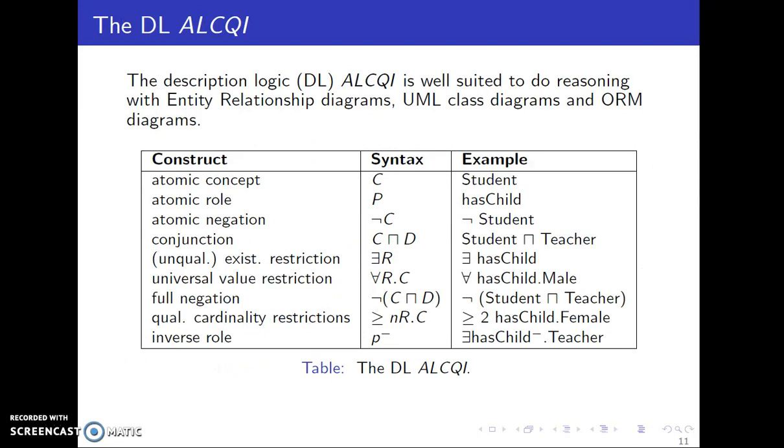So all these previous approaches have mentioned that the description logic DL-ALCQI is well suited to do reasoning with entity relationship diagram, UML class diagram, and ORM diagrams. The constructs for this description logic family are atomic concept, atomic role, atomic negation, conjunction, unqualified existential restriction, universal value restriction, full negation, qualified cardinality restriction, inverse role.